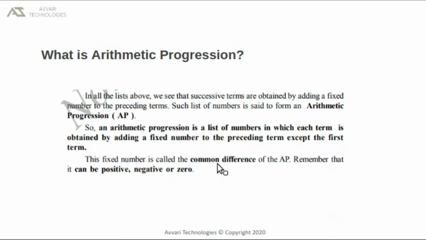In the example of Reena, the common difference is 500 rupees and the first term is 8,000 rupees. Remember that the common difference could be positive, negative or 0.